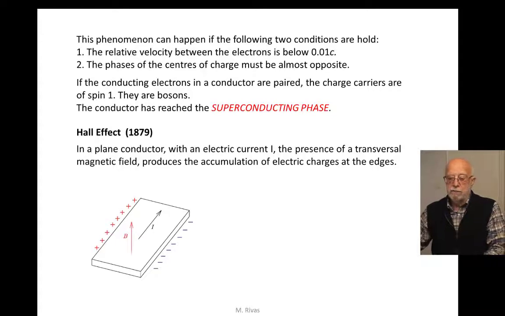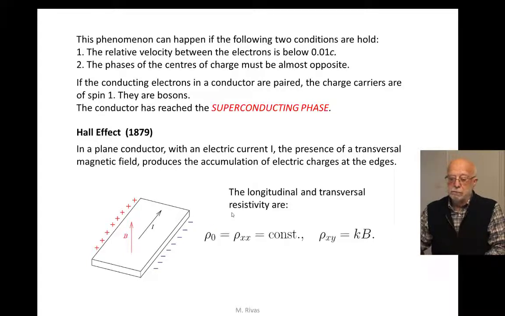So the idea is we have a plane conductor with a current I. We introduce an external magnetic field transversal to the conductor. Because of this magnetic field, electrons concentrate on this edge, leaving positively charged the other one. So there is a Hall potential difference between both edges. Here, the resistivity of this material, the ohmic or rho XX resistivity, is constant, but the transversal resistivity, rho XY, which prevents the electrons from still continuing going to the sides, is proportional to the external magnetic field.